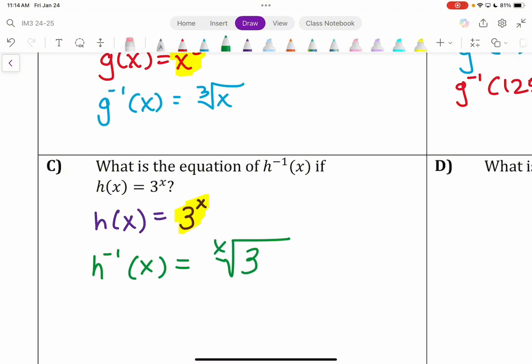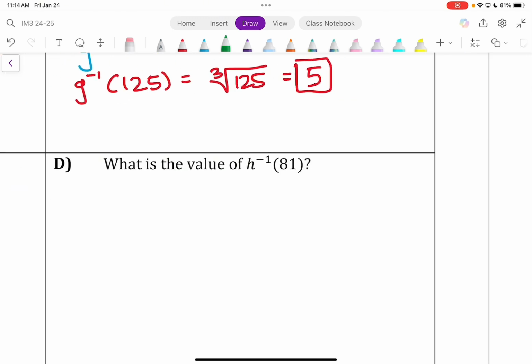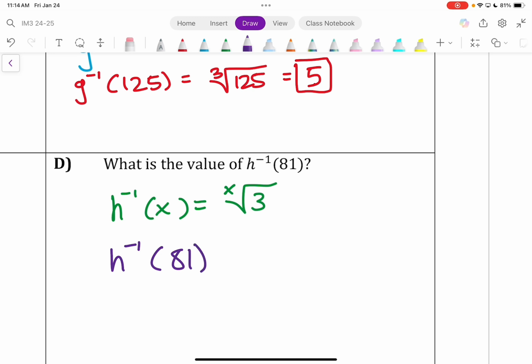Okay, so it would look something like this. I mean, does this look out of place? It seems like it's mathematically correct. It seems possible. We don't know. We're going to figure that out in the next section. So let's take a look. So assuming that h inverse of x is the xth root of 3, then can we evaluate h inverse of 81?